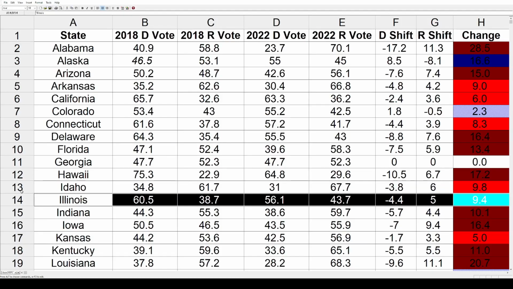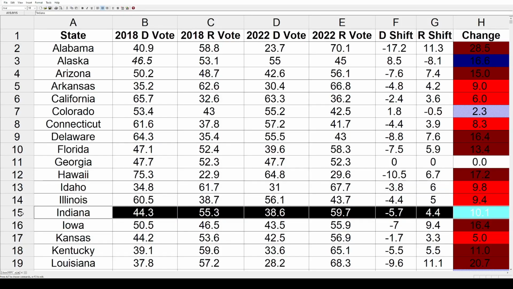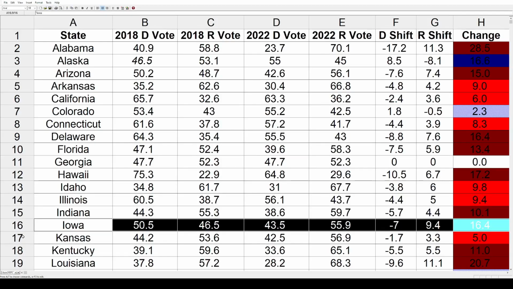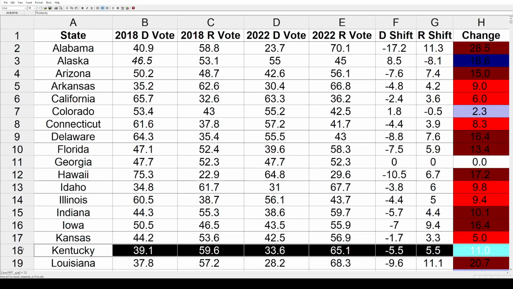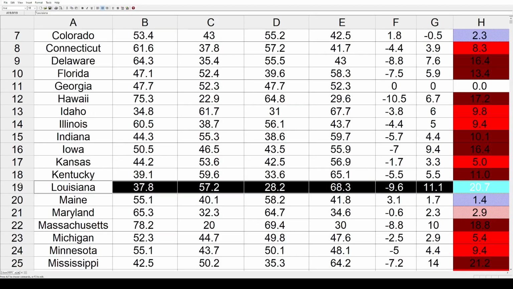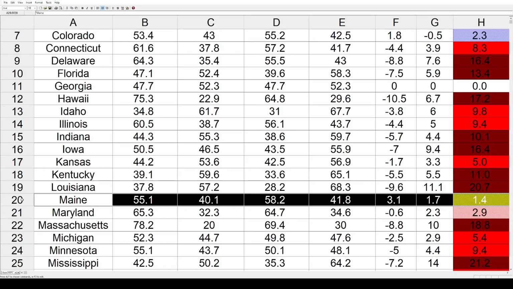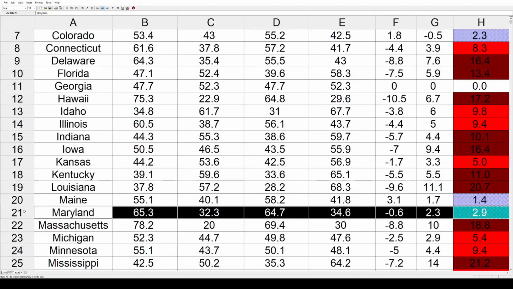Illinois, same direction by 9.4. Indiana, double digits, 10.1 toward the Republicans. Iowa as well by 16.4. Kansas, smaller shift there, 5% toward the GOP. Kentucky got 11 points redder. Louisiana even redder by 20.7. Maine had a mild shift back toward the Democrats by 1.4. Maryland went toward the Republicans by 2.9.